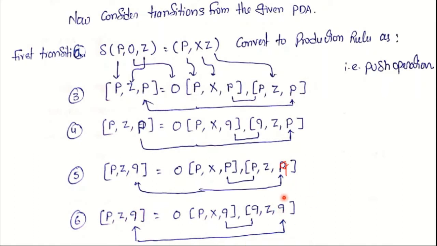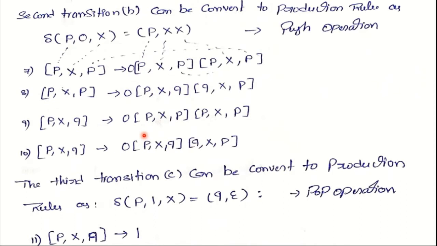So these are the 4 production rules from the first transition, del of p comma 0 comma z equals p comma xz. This is a push operation, and this pushdown automaton contains a total of 2 states, so 4 combinations will occur. Next we consider the second transition, that is del of p comma 0 comma x equals p comma xx.